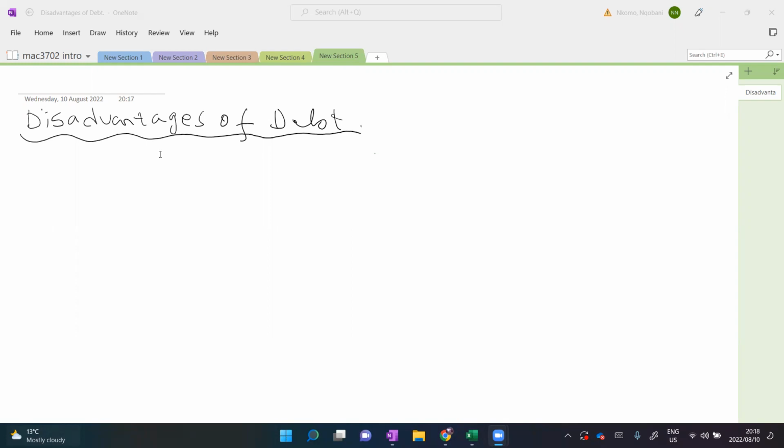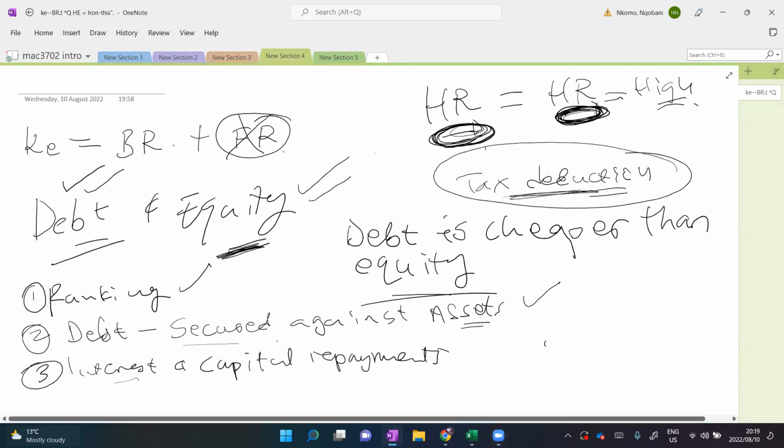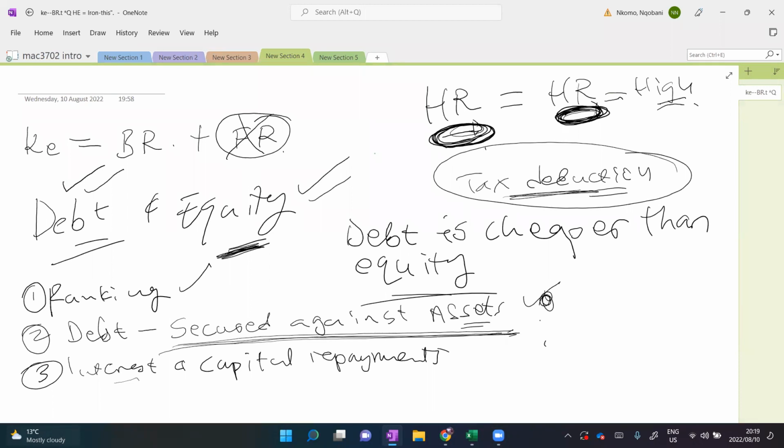A business may face liquidation when they fail to meet the debt obligation. Yes, so you might face liquidation when you are not able to what? To meet the obligation. Like the point that we stated here, where is that point? We said it is secured against the assets. If you fail to pay, the debt provider will be forced to what? To make you sell that particular asset.